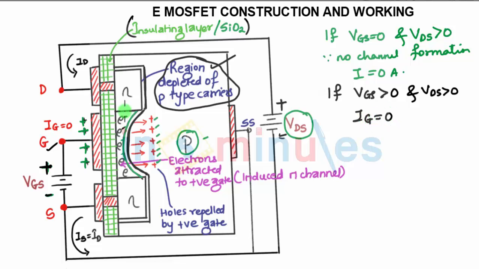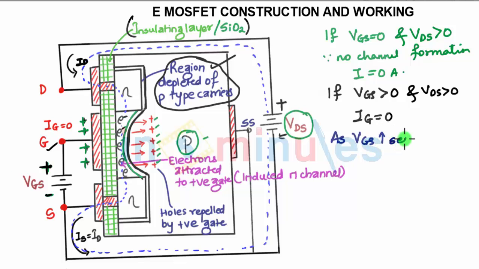Now what will happen after this? When we are connecting the positive terminal, the electrons will be getting attracted towards the positive terminal of the battery, and the movement of electrons will be in this direction towards the positive terminal of the battery, and whatever electrons we are losing is provided by the negative terminal of the battery. This is the actual flow of electrons in the E Mosfet. But the conventional flow of current, the direction of current ID, is flowing from drain towards the source. Now as my VGS is increasing, what will happen?